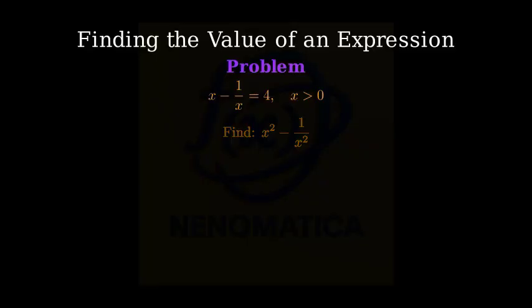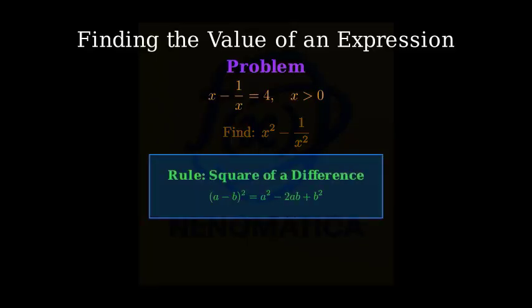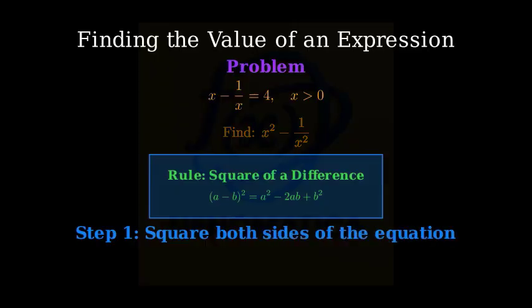Let's start by recalling a useful algebraic identity. The square of a difference equals the square of the first term, minus twice the product of the terms, plus the square of the second term. Now, let's apply this by squaring both sides of our equation.